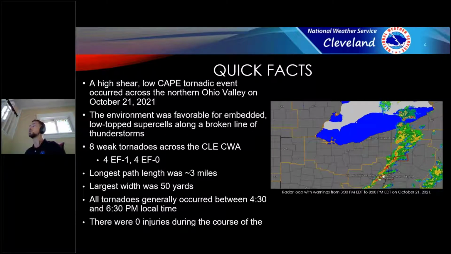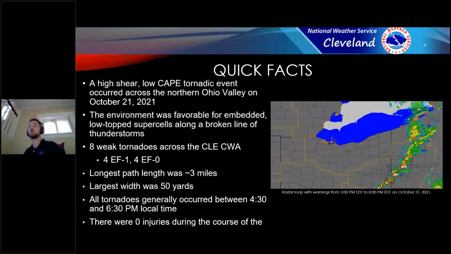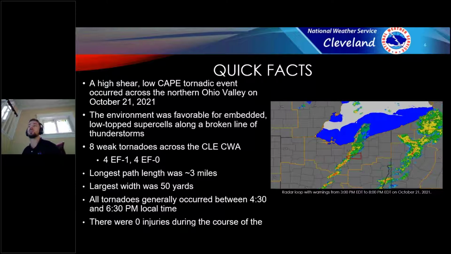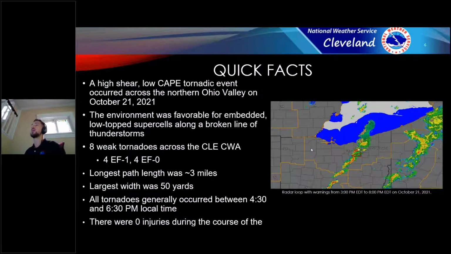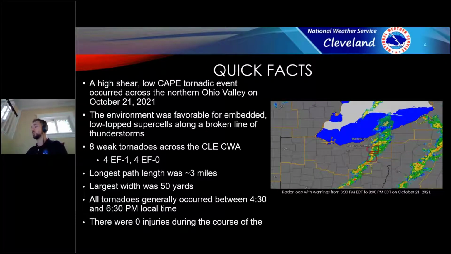We had 8 weak tornadoes across the area, 4 of which were EF1 and 4 of which were EF0, so relatively weak, short path length, very small width tornadoes owing to the very marginal environment. All tornadoes generally occurred in the afternoon and early evening, and there were 0 injuries during the course of the event.